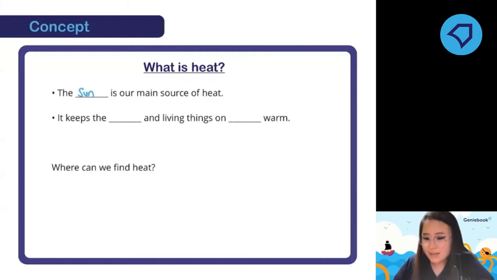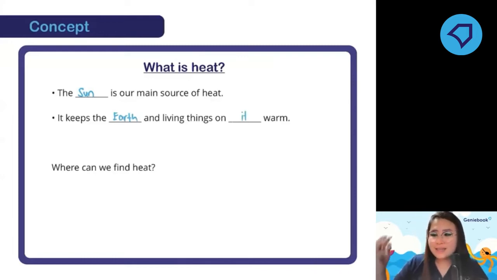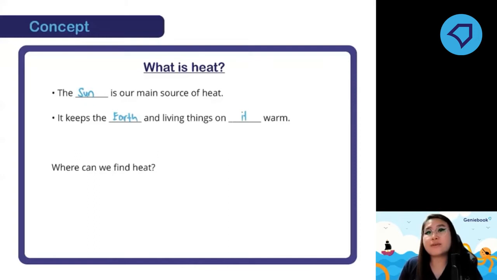It keeps the earth. Very good. It keeps the earth warm and the living things on it. It keeps the earth and living things on it warm. Okay, so the sun's heat is actually very, very powerful. It's exactly why we are able to survive on earth.